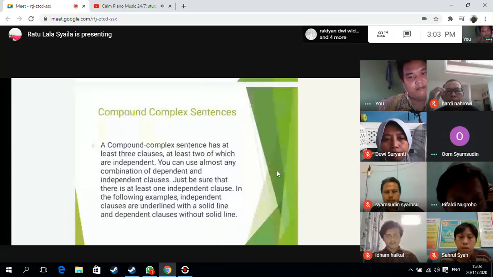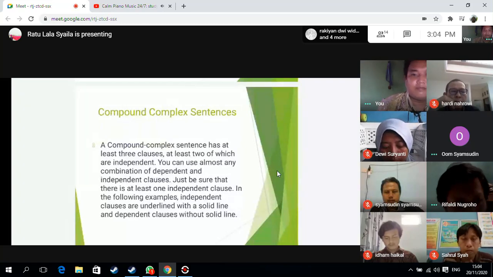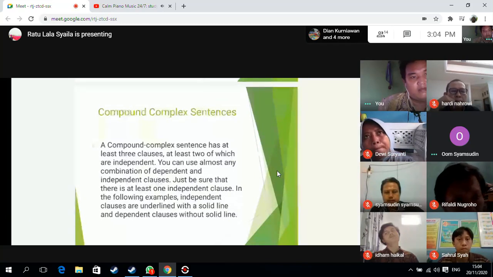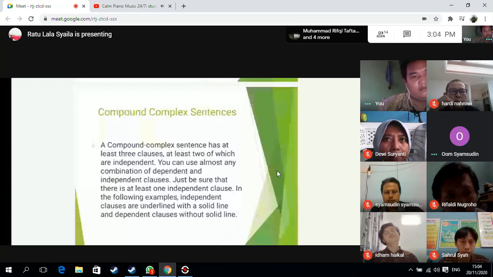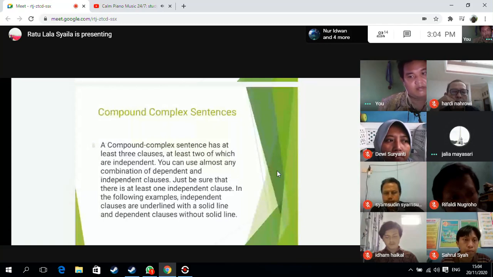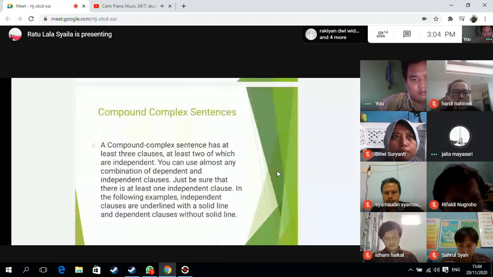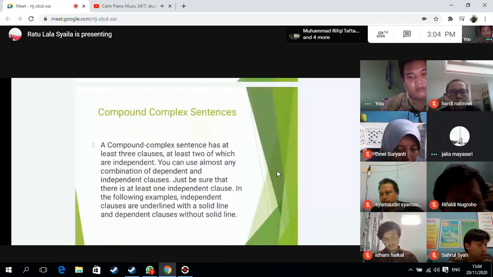Compound complex sentence. A compound complex sentence has at least 3 clauses, at least 2 of which are independent. So this is a combination of simple sentence and complex sentence. You can use almost any combination of independent and dependent clauses. Just be sure that there is at least 1 independent clause in a compound complex sentence.